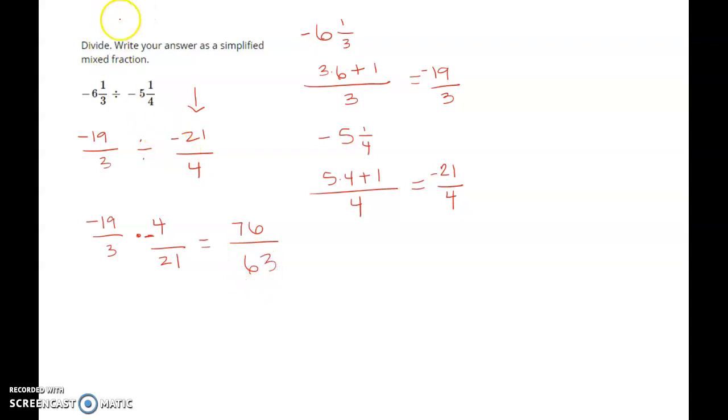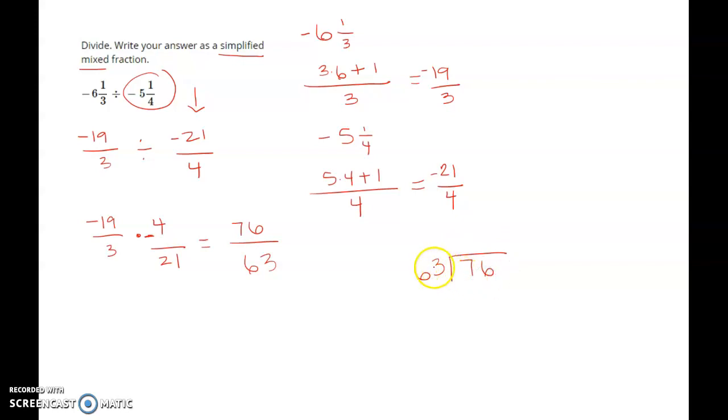Now it says write your answer as a simplified mixed fraction. So that means we're going to go back to this original form that we had. Well, how do we do that? How do we go back to the original form? One way is that you can divide 76 by 63.